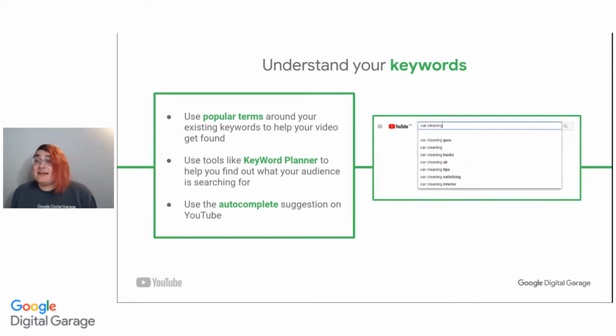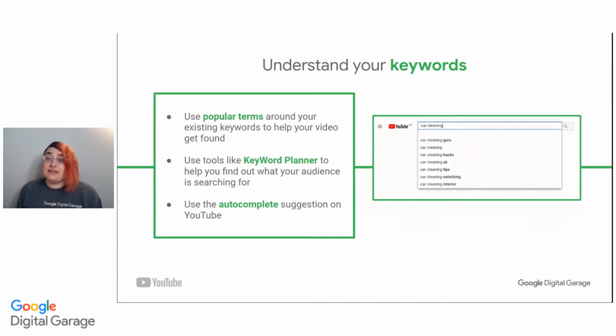So thinking about keywords then. A really easy thing that you can do is use the autocomplete suggestion on YouTube. And all that is that you start typing in the kind of thing that you create. So in this case, I think we're probably still looking at detailing world here. We might start typing in car cleaning and see what comes up. Car cleaning guru, car cleaning hacks, car cleaning tips, car cleaning satisfying. That's going to help you understand what people are searching for and what kind of words you would want to put in your YouTube video title or description, so on and so forth.